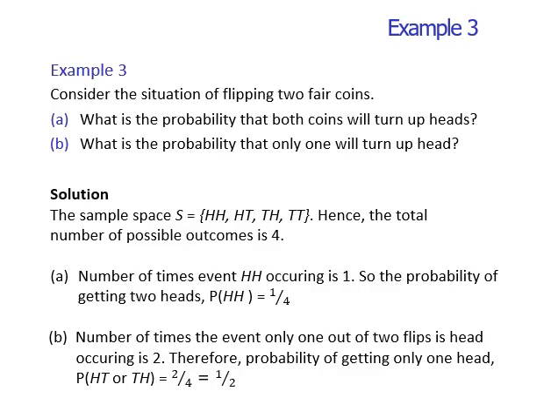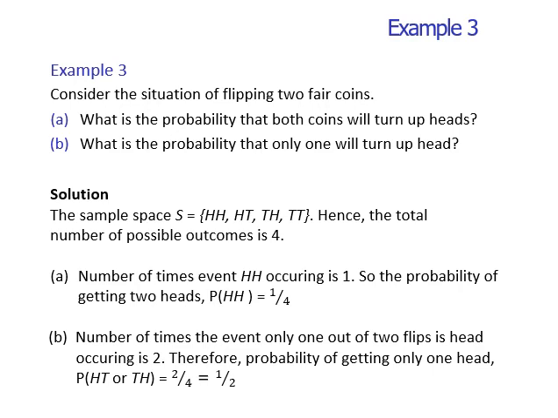Okay, for this example 3, let's consider the situation of flipping two fair coins. The term two fair coins is important because it tells us that the probability of head or tail is half, 0.5 each. So what is the probability of both coins having heads up? Given the sample space, there are only four possibilities, and there's only one time both heads occur. So it's 1 out of 4.